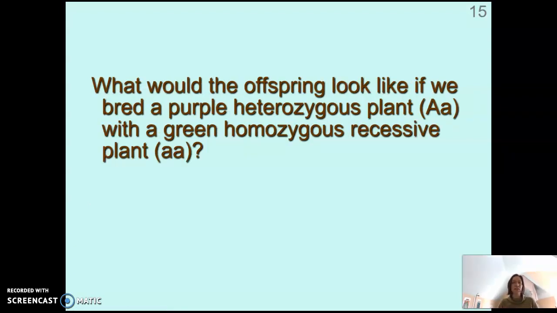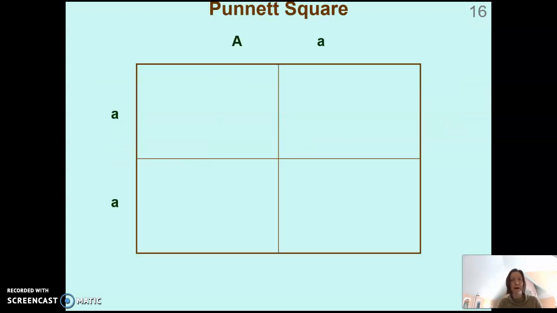What would the offspring look like if we bred a purple heterozygous plant, two different alleles, with a green homozygous recessive plant? What would the possibilities be for our offspring? So we're going to bring in a Punnett Square like this. The first plant is heterozygous, so we put a big A and a little a on one side of the Punnett Square. The other one's homozygous recessive, so we have little a here. Can you fill that in? Pause this video and do your Punnett Square. Try it out.